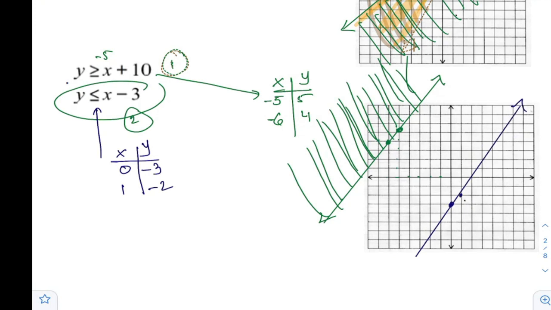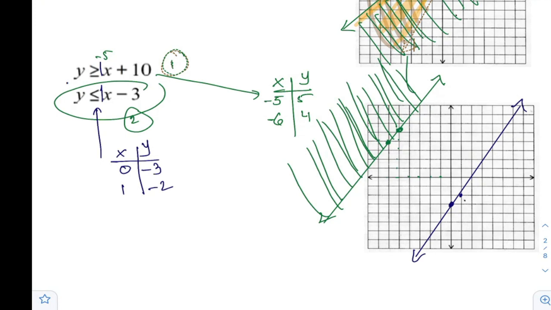How do the lines look? They are parallel lines. We should expect that the lines are parallel. Why? Because here the slope is 1, here the slope is 1. But we cannot say that there is no solution unless we shade. Because we are not looking for the solution of an equation.